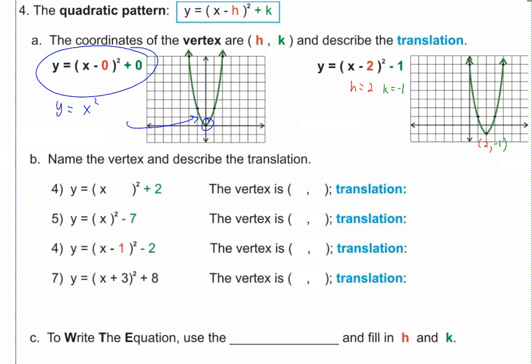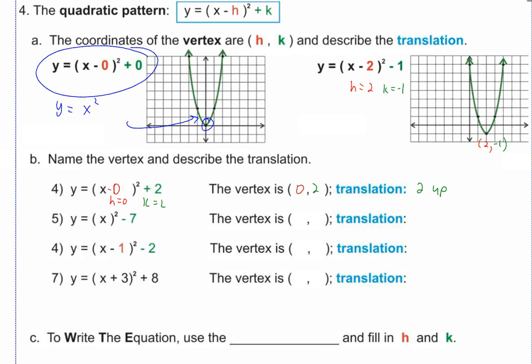So, name the vertex and describe the translation. Okay. In this first example, you don't see any h value, right? Technically, you wouldn't have the parentheses there. I'm just trying to get you to understand that this is exactly the same as x minus 0, right? And so we know h is 0, we know k is 2, and therefore the vertex is 0, 2. And how is this translated? Again, think in your mind. Be saying something, and hopefully you're saying this is translated 2 up, or up 2, I don't care about your order, right?